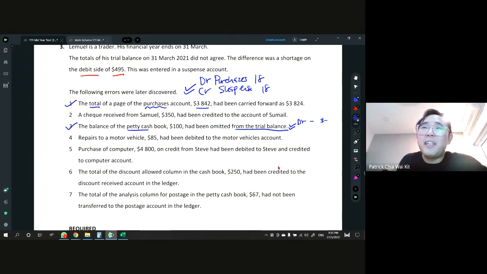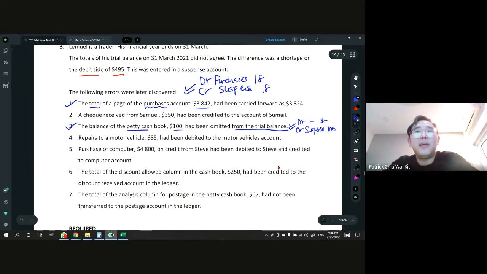All right, so in that case, what we have to CR here, our answer is still hanging. We CR suspense. Okay, of course your suspense can't be nothing. It has to be 100. Follow the amount that was missing. So this is how we do one entry.